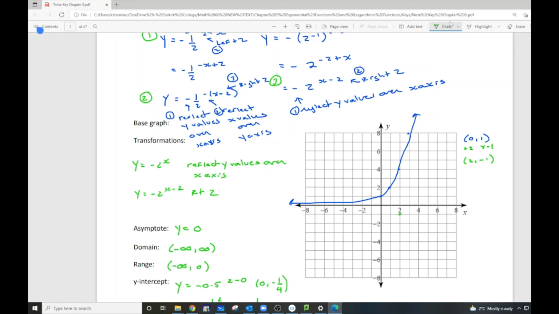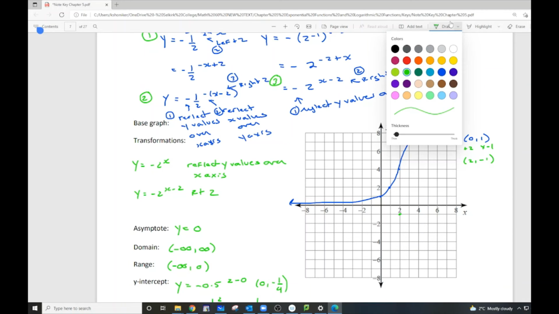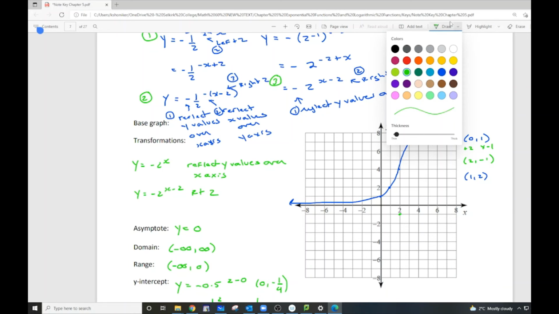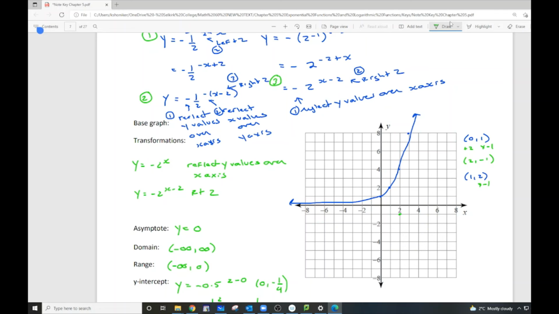This point, so I've got a point (1, 2). I'm going to reflect the y values, and I'm going to move it right 2. I'm going to have a point (3, -2). Maybe I try one more.